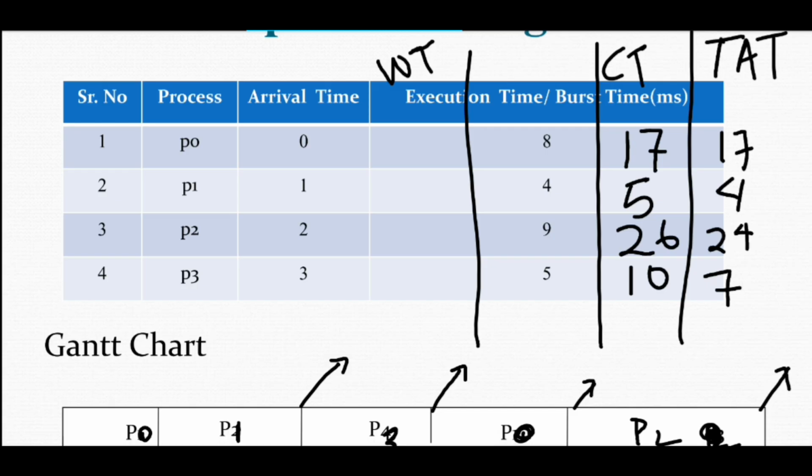Okay, then you have to find the waiting time. How can you find the waiting time? Turnaround time minus execution time. For P0, 17 minus 8 is equal to 9. Then for P1, turnaround time minus execution time, 4 minus 4 is equal to 0. Then for P2, 24 minus 9, which is 15. Then for P3, turnaround time 7 and execution time 5, so 2. Then P0 waited for 9 seconds, and P1 waited for 0, and P2 waited for 15, and P3 waited for 2.